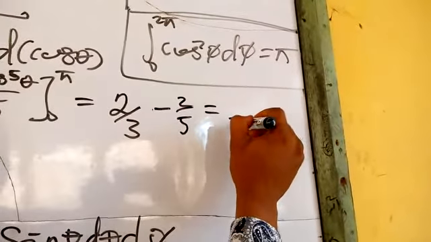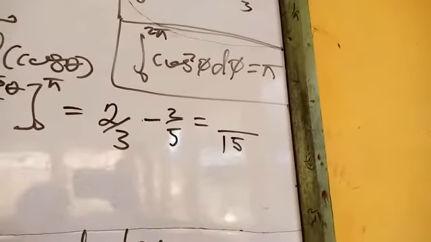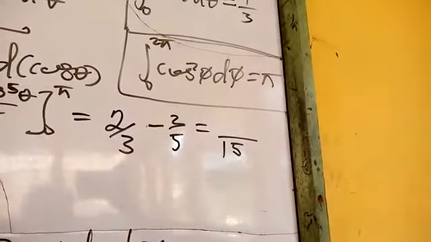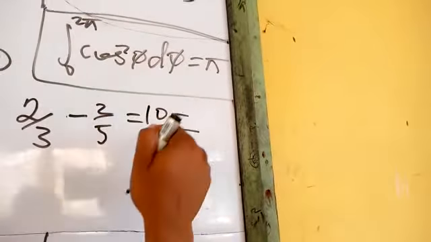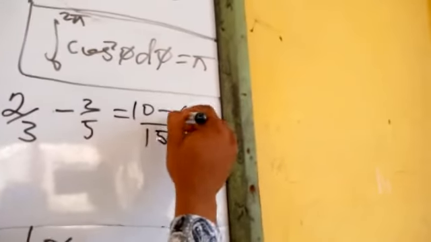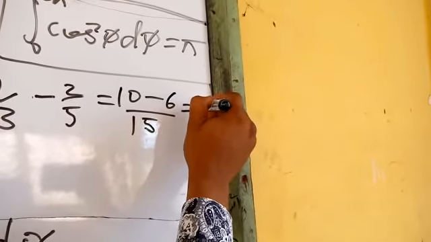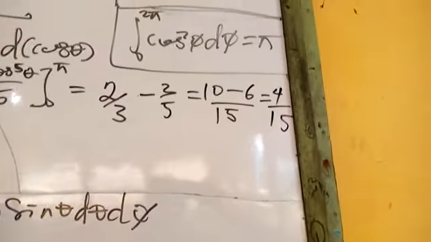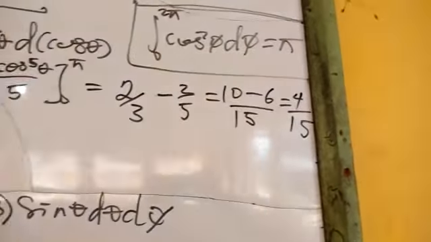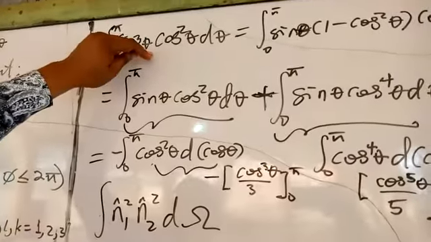And then I have here with me an LCM of 15. And you can see, of course, that this is going to give us 10. Minus, here we're going to get 3 multiplying that. So this is going to give me 4 all over 15. And by the way, this result is just for this one, if you recall.